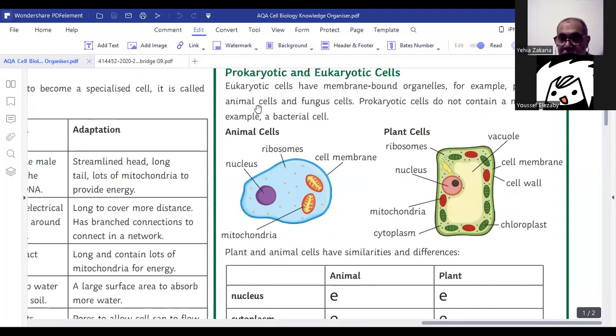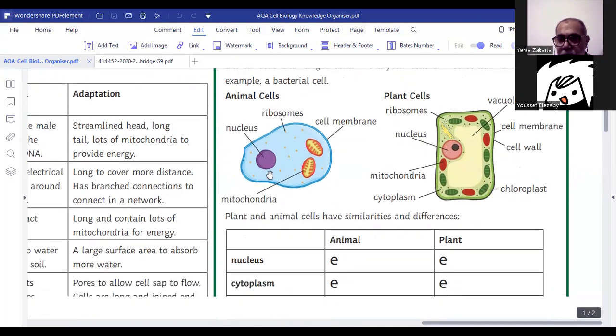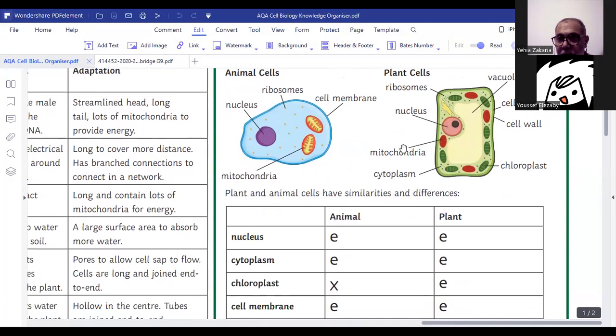Prokaryotic and eukaryotic cells. Eukaryotic cells have membrane-bound organelles, for example plant cells, animal cells, and fungal cells. Prokaryotic cells don't contain a nucleus, for example bacteria cells. We will discuss the difference between eukaryotic plant and animal cells.